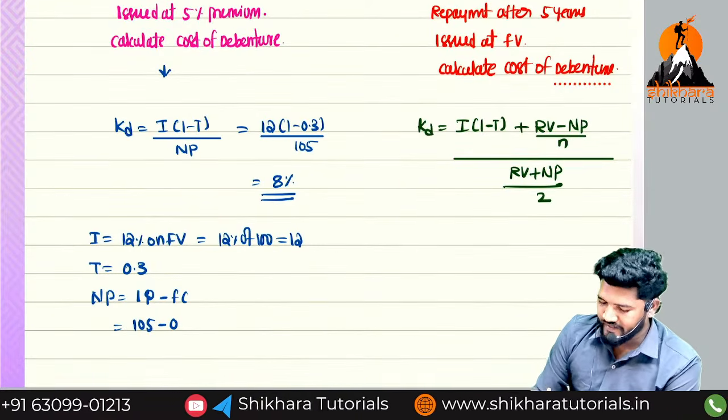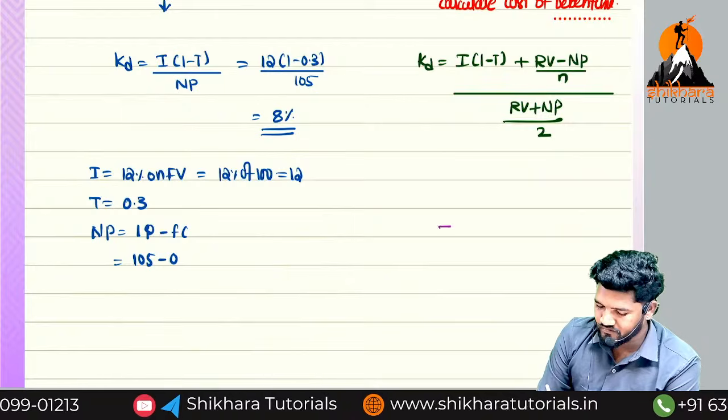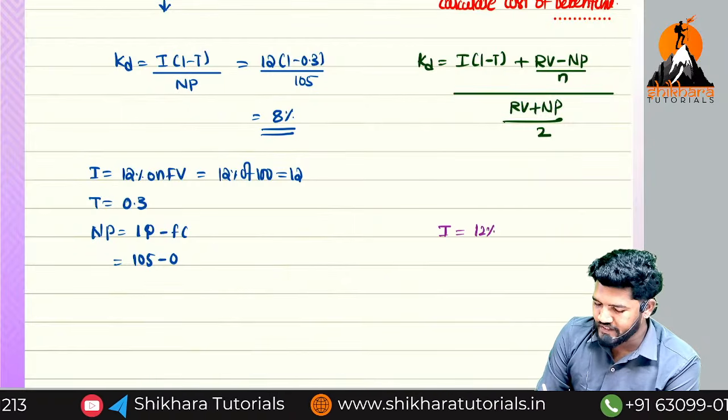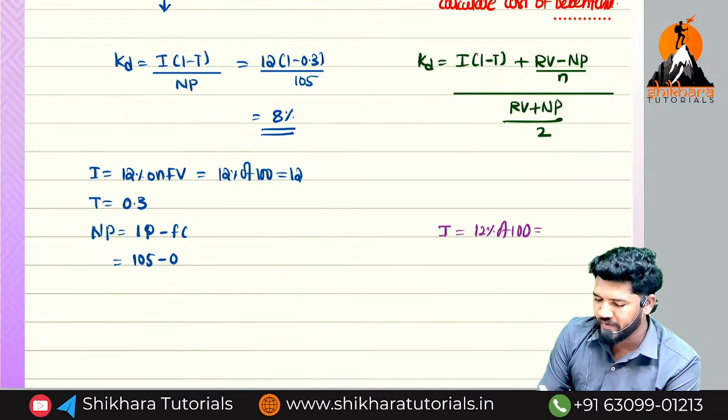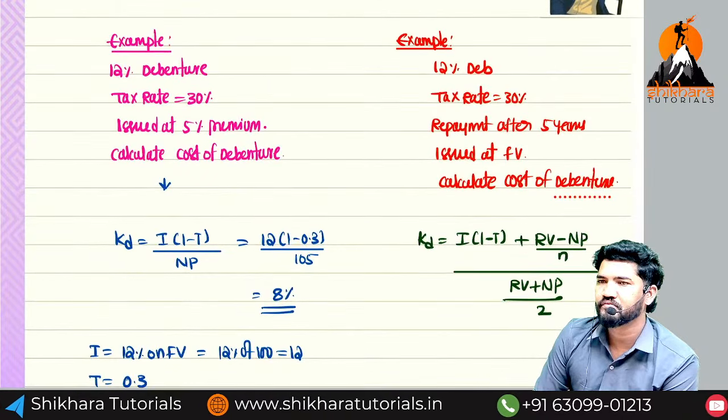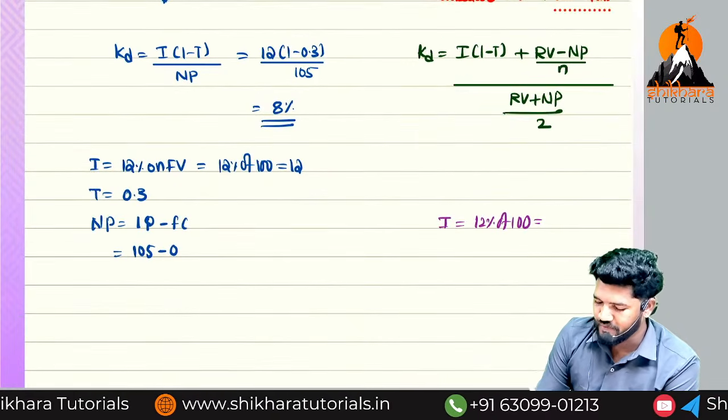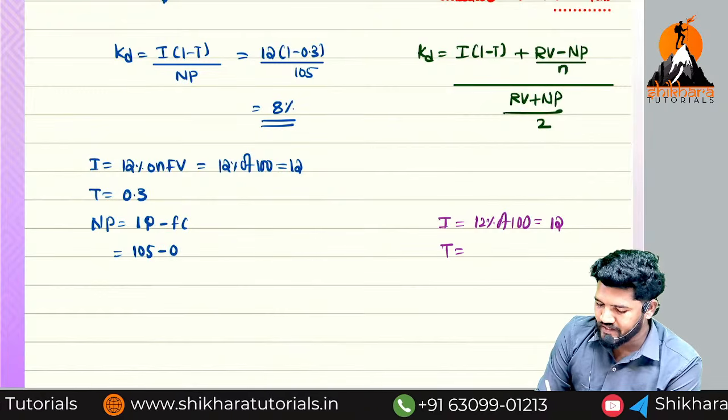Now please tell me the interest value. 12% of face value, 100 only, no? Why? Because there is no clue in the question paper. 100 is an assumption. 12 rupees. Tax rate is given already.